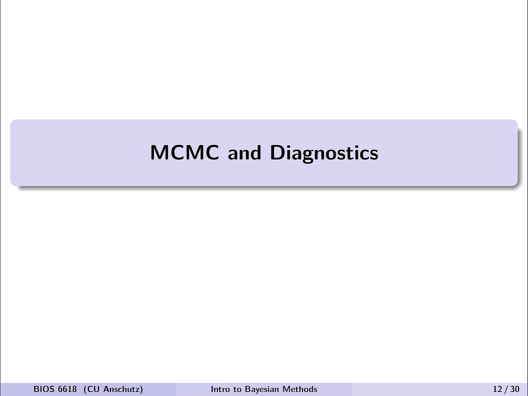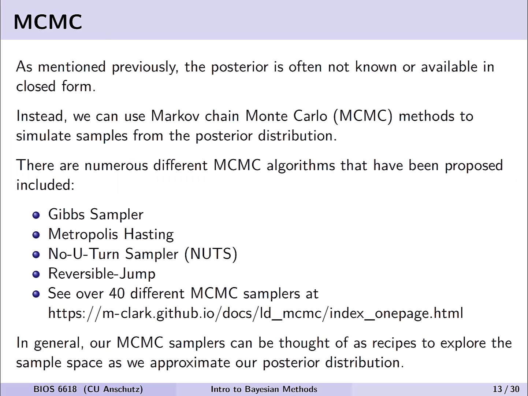But before doing that, let's introduce the idea of numerical integration through MCMC and some diagnostics to evaluate how well we've done. As we noted before, the posterior is often not known or available in closed form, and this is especially true as we get to more and more complicated models. Now, fortunately, we have this idea of Markov chain Monte Carlo, or MCMC, methods to simulate samples from the posterior distribution, which we can ultimately then use for inference.